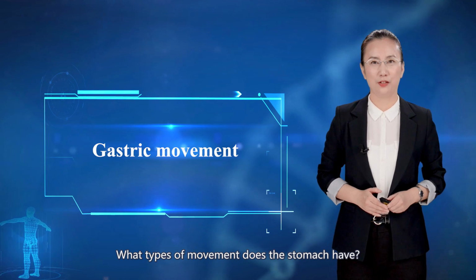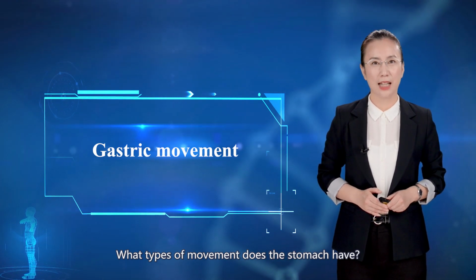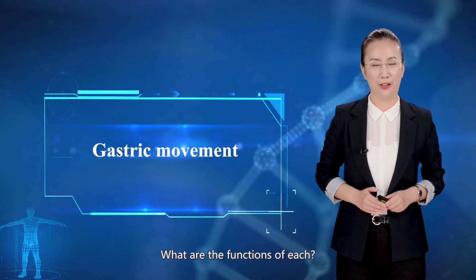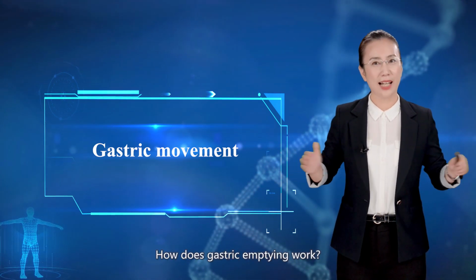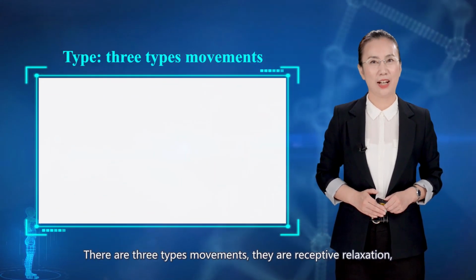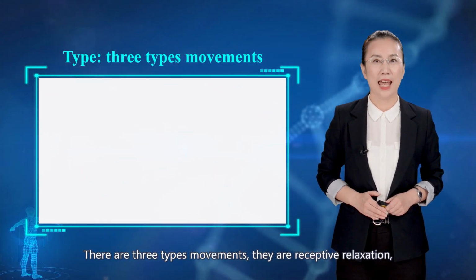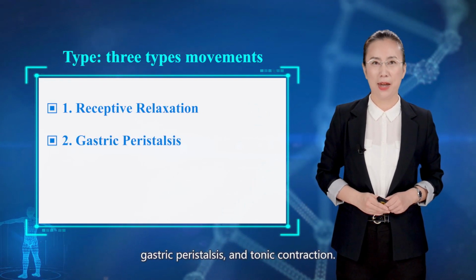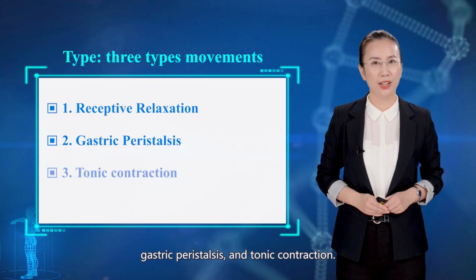What types of movements does the stomach have? What are the functions of each? How does gastric emptying work? There are 3 types of movements. They are receptive relaxation, gastric peristalsis, and tonic contraction.